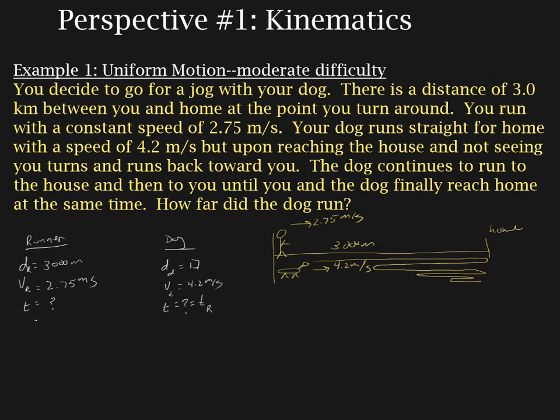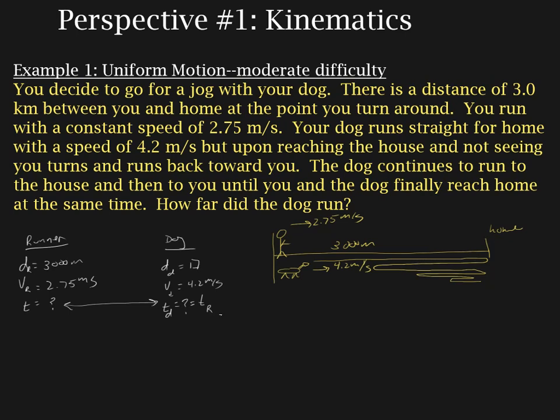And this is one of those things that you have to look for when you have two objects interacting in the same problem. Not only here with constant motion, but these relationships will exist in uniformly accelerated motion and even in other perspectives that we learn in physics. So we're always keeping our eye out for these types of relationships. In this case, the time for the dog is going to be equal to the time of the runner.